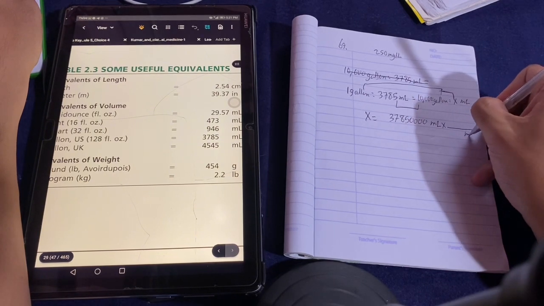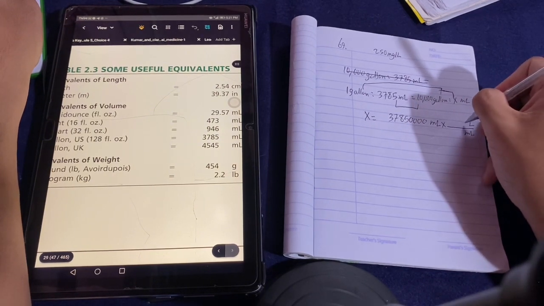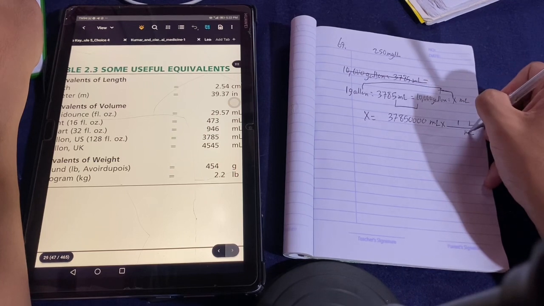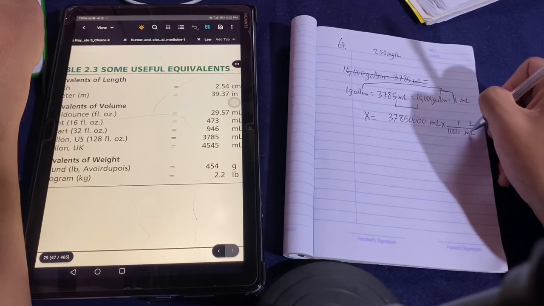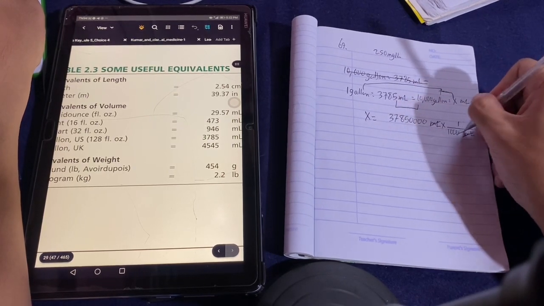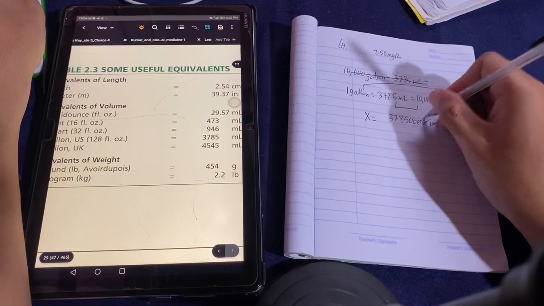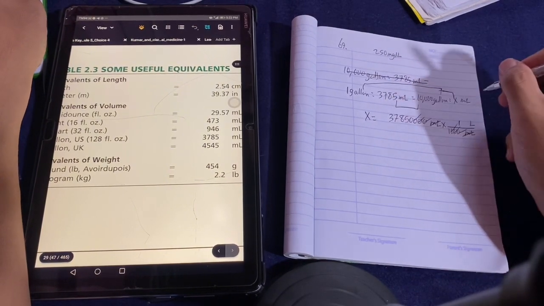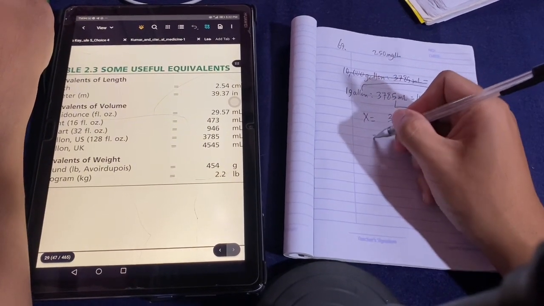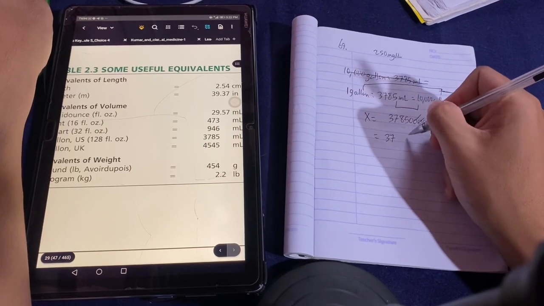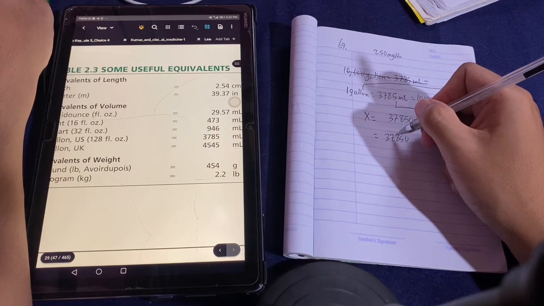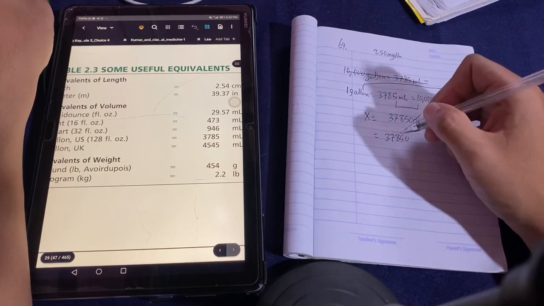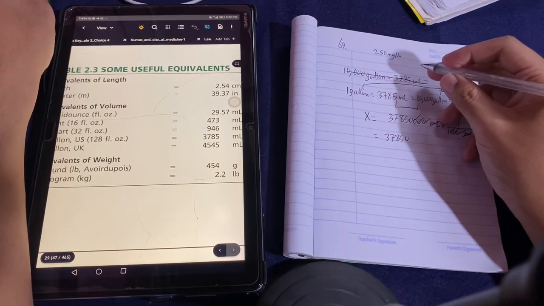So i-convert, ito is ml, so i-convert natin siya into liter. So ang ml dito sa baba, ang liter dyan sa taas. Saan ang pinakamalaki? It's liter. Tapos ang ml sa isang liter is 1,000. So ang mangyayari, ma-cancel out siya with ml with ml, then yung 0 cancel out with 0, 0 with 0, 0 with 0. So ang makukuha natin is itong number, which is 37,850.